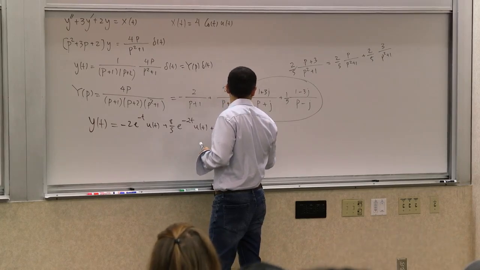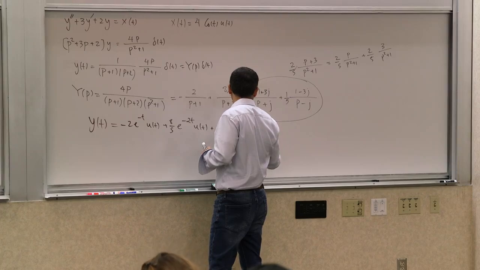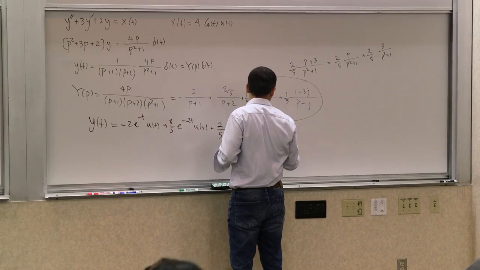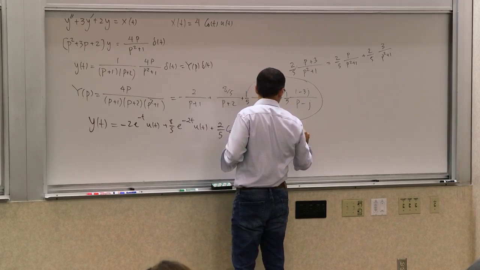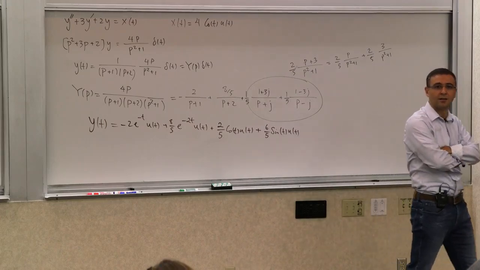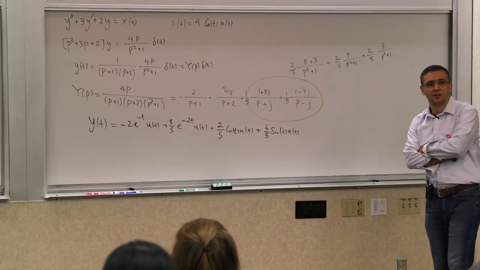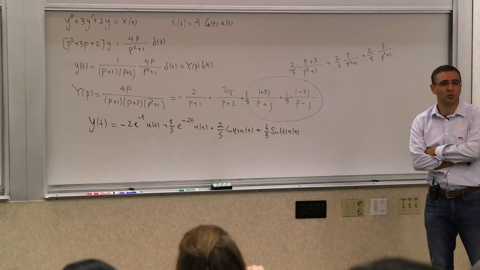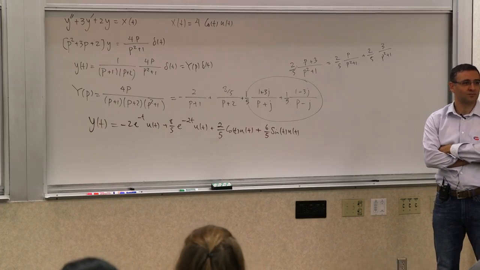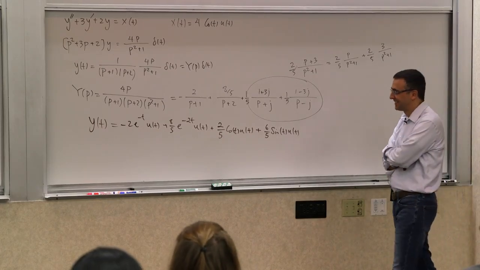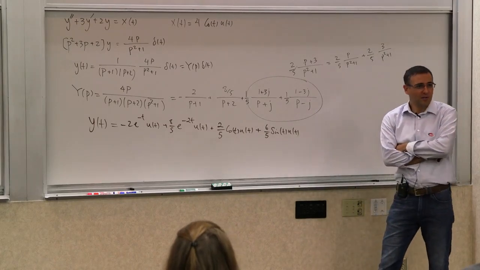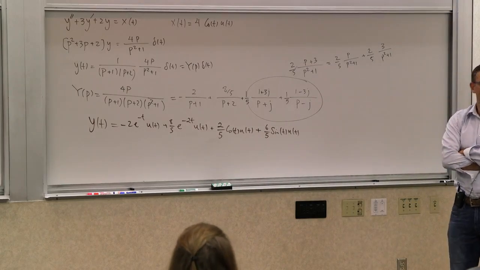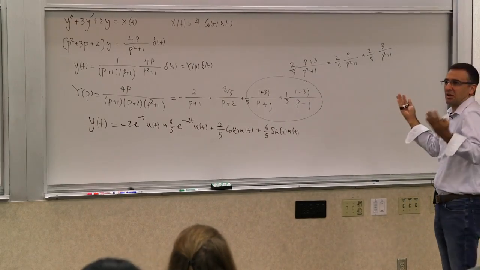2/5 cosine of t u of t plus 6/5 sine of t u of t. Done. You solve this differential equation without doing any integration or convolution. Right? So all you needed to do is just to make sure that you don't lose track of this partial fraction expansion. If you don't make a mess in the partial fraction expansion, it's done.